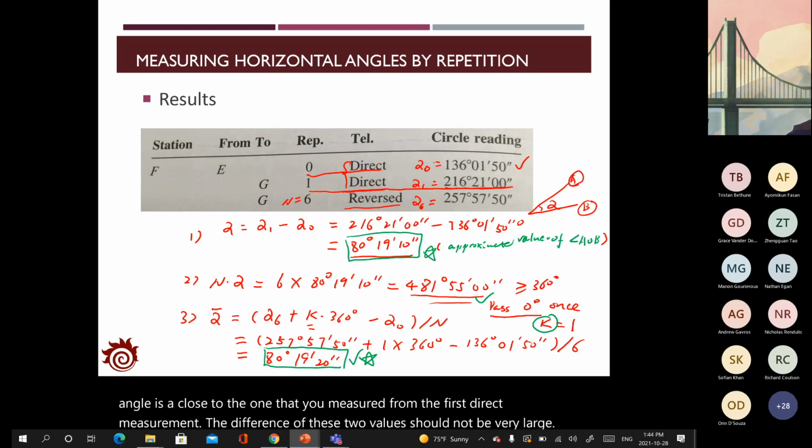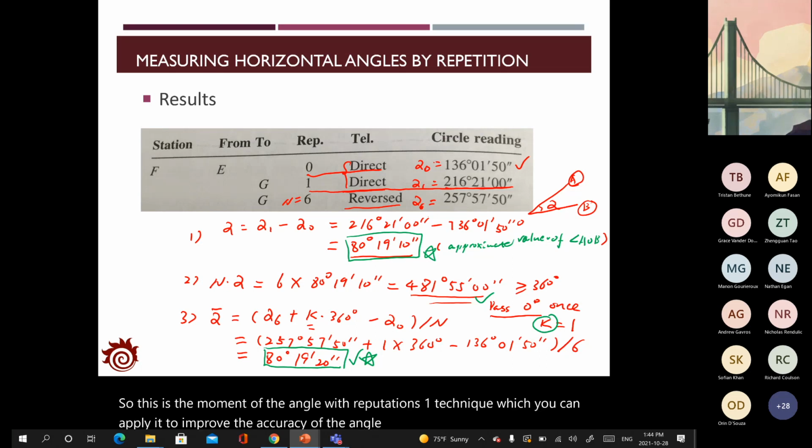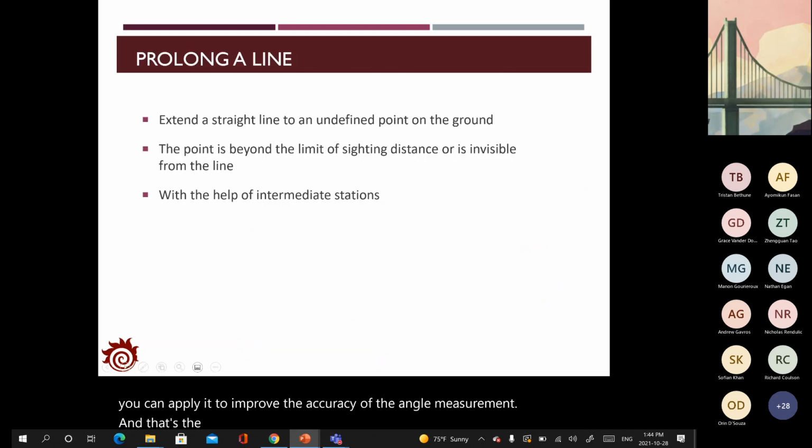So this is the measurement of the angle with the repetition. It's one technique which you can apply to improve the accuracy of the angle measurement. And that's the first skill for the angle measurement.